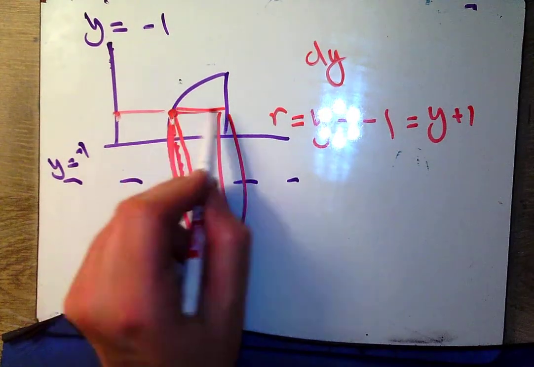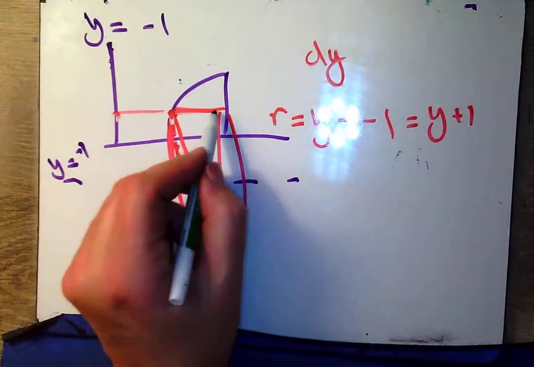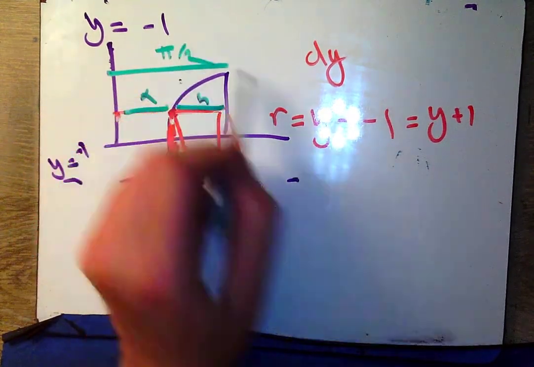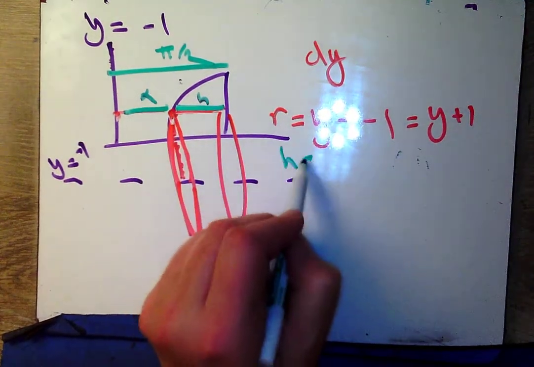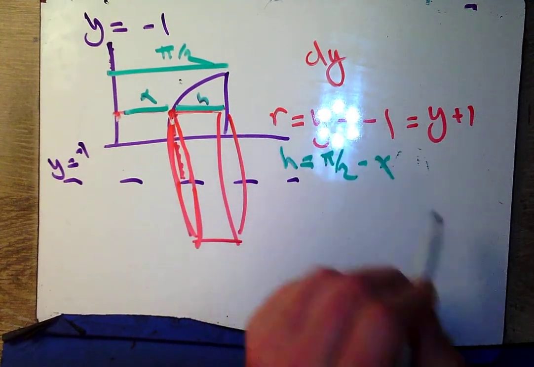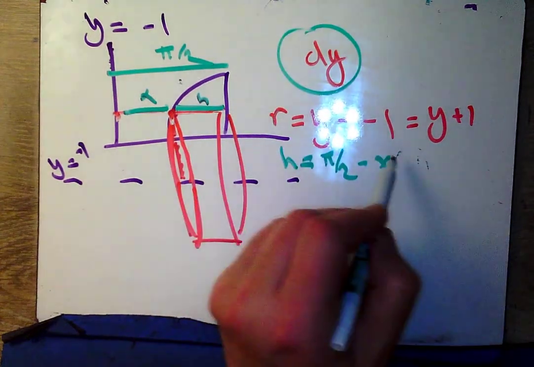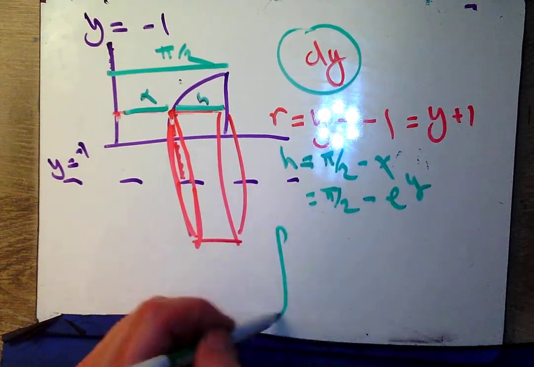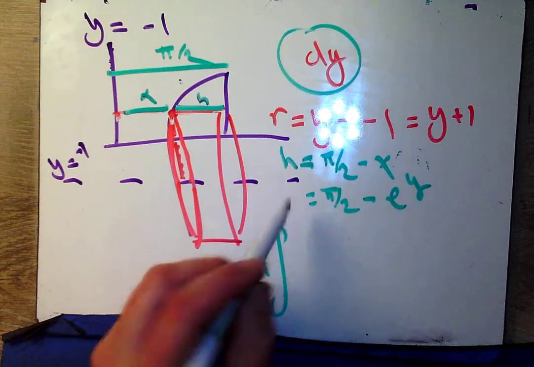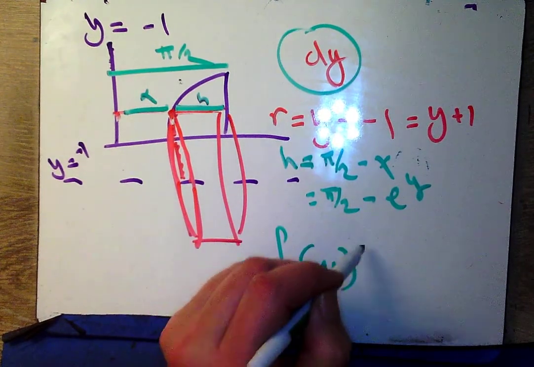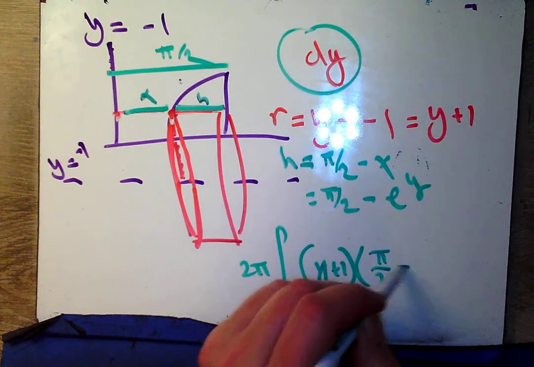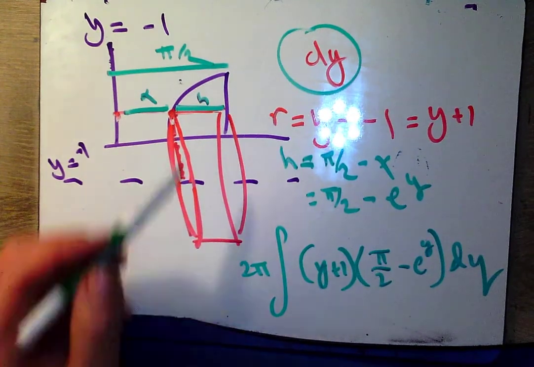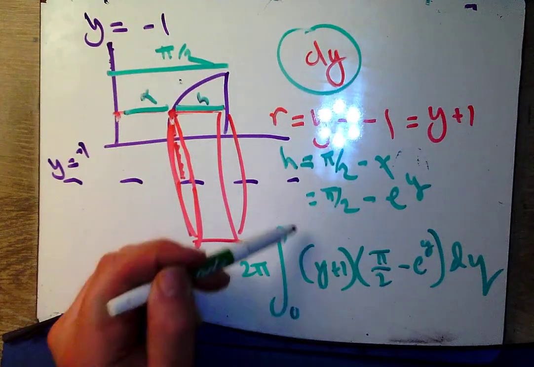What about height? Here's our height. That's h. This is x. This is pi over 2. So height is going to be pi over 2 minus x, but it's a dy integral. So we need pi over 2 minus e to the y. So our integral is 2 pi, radius y plus 1, times our height pi over 2 minus e to the y, dy. What about our integration bounds? We're going from here to here, so we're going 0 to 1.